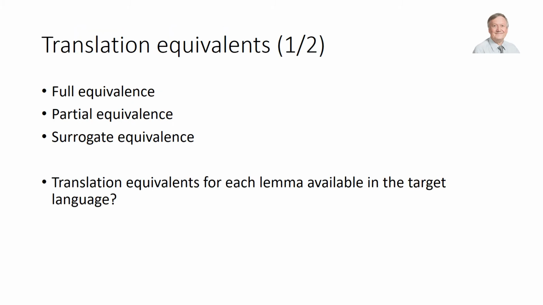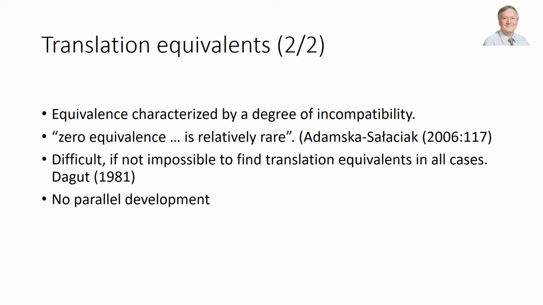The main question now is whether translation equivalents for each lemma in the source language are available in the target language. In an ideal world, the compiler of a bilingual dictionary could expect that suitable translation equivalents for each lemma in the source language should be available in the target language. But there is a degree of incompatibility. The question is, to what extent?